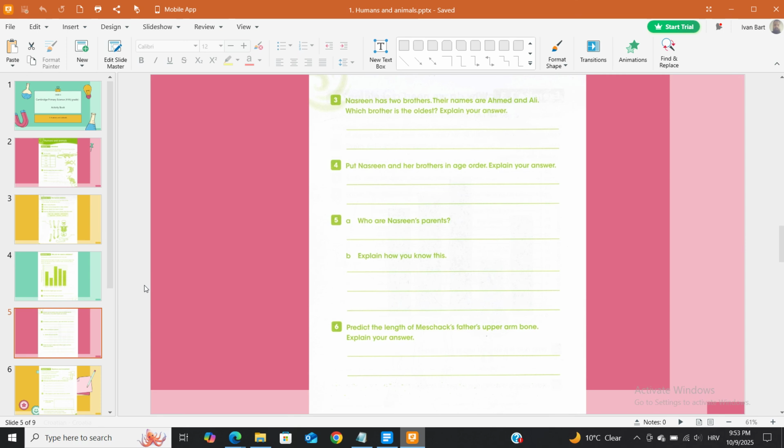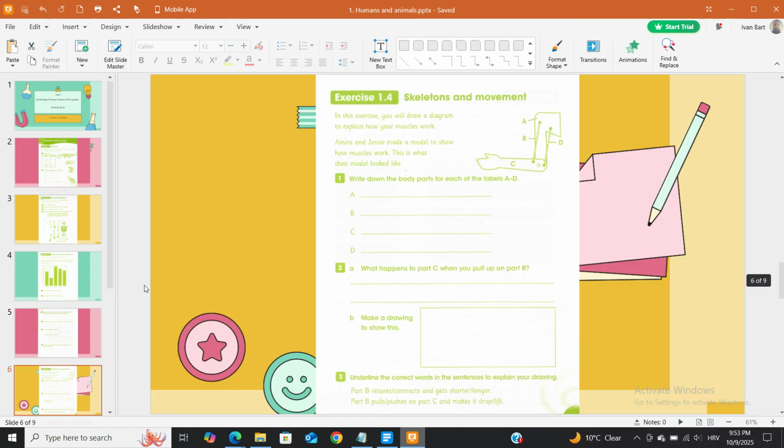Explain your answer. 5. Who are Nasreen's parents? Explain how you know this. 6. Predict the length of Meshach's father's upper arm bone. Explain your answer.